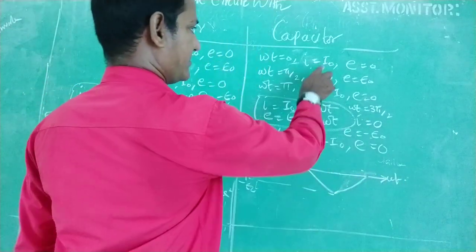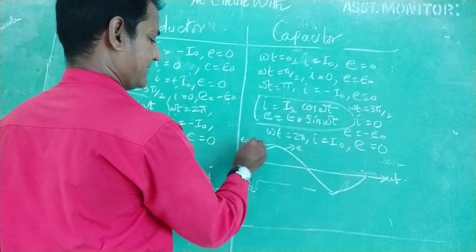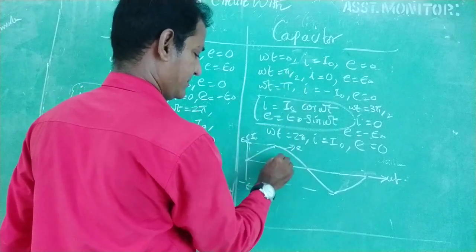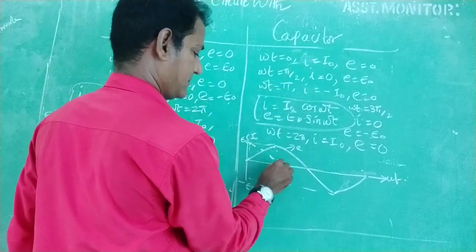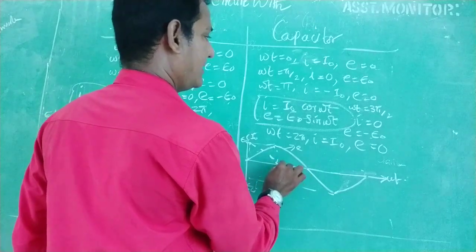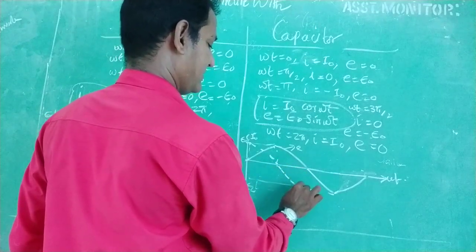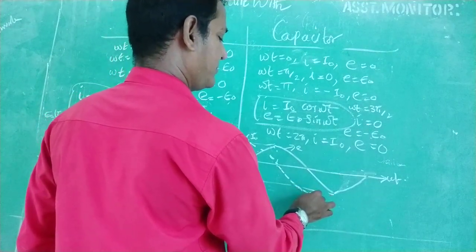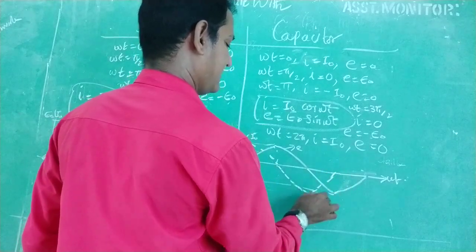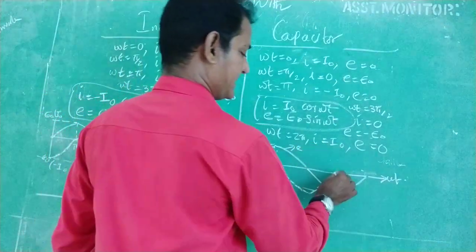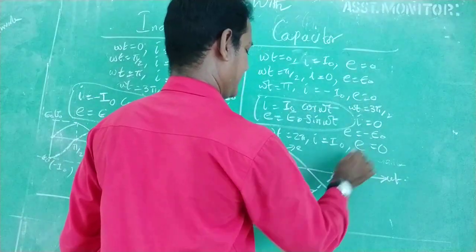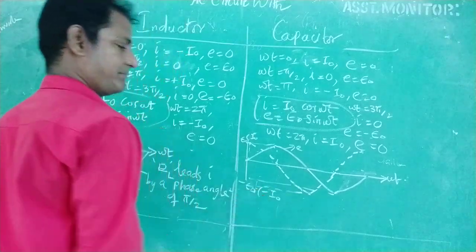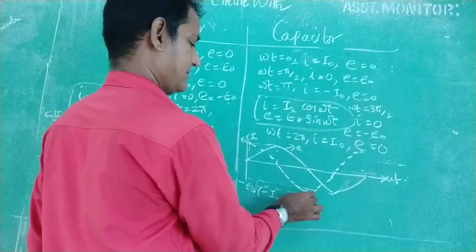And for current, so it starts with plus I naught, so it starts here, and I equal to 0 at an angle of 90 degree, so it means here. I equal to minus I naught at an angle of pi, it means here. I equal to 0 at an angle of 270 degree, it means here. So I equal to plus I naught, it means here. So this is minus I naught, right? This thing, right?